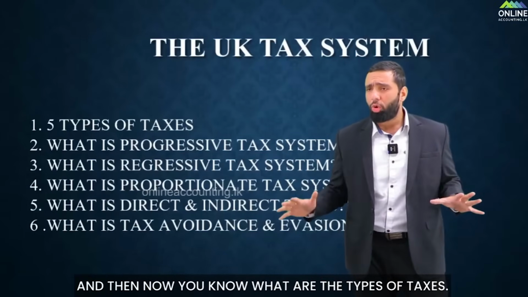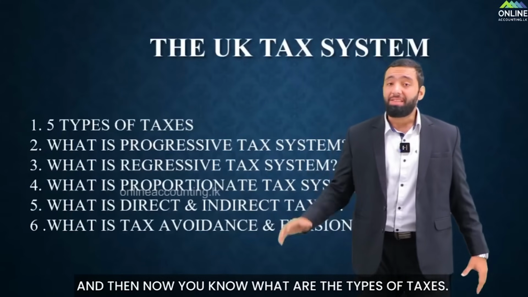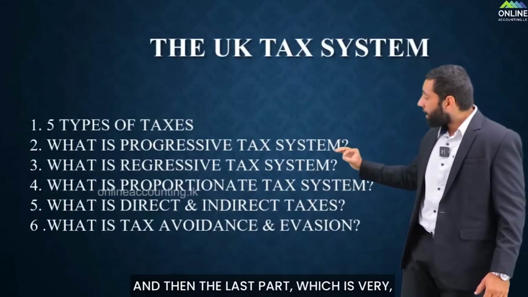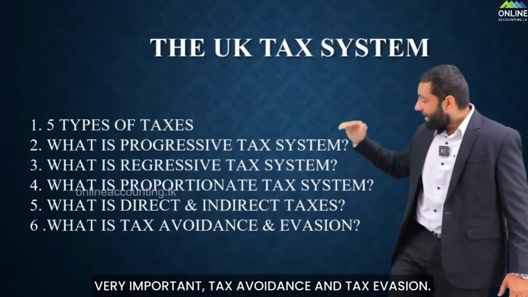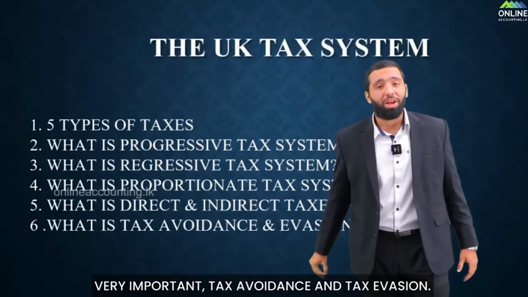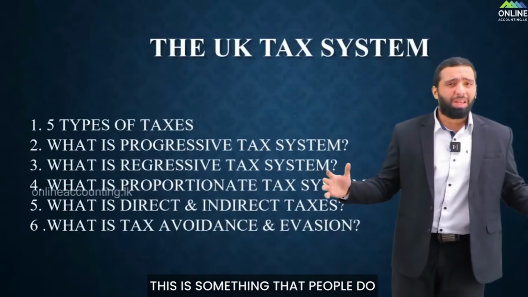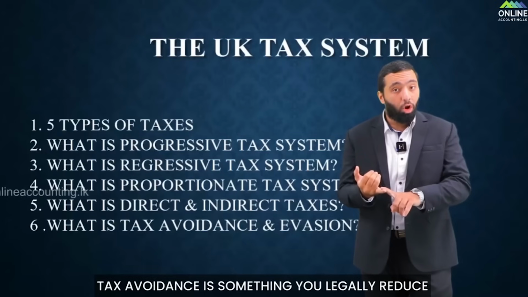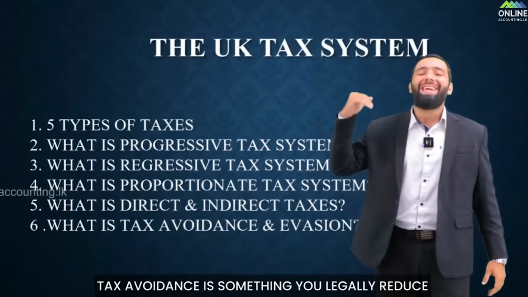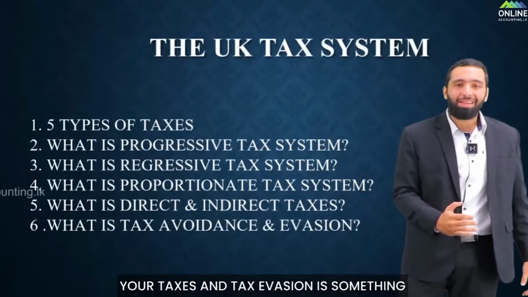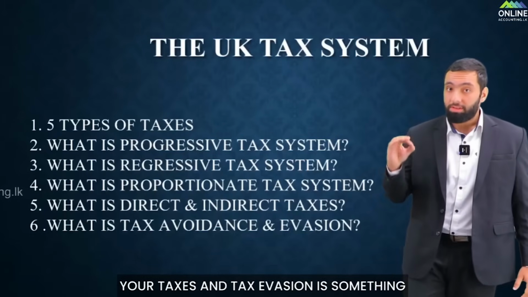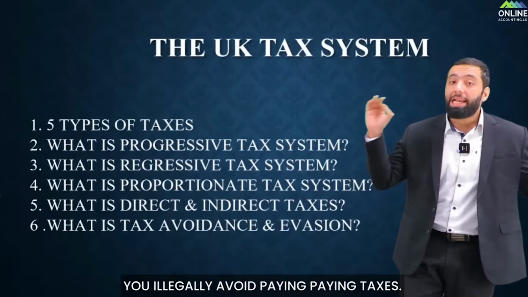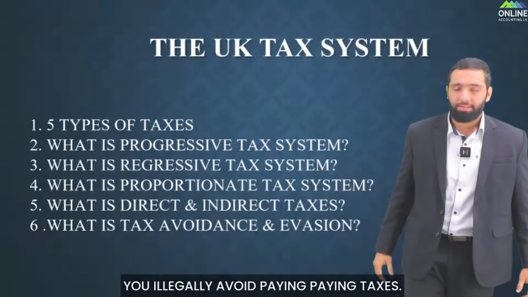Now you know the types of taxes. And then the last part, which is very important: tax avoidance and tax evasion. This is something that people do on a regular basis. Tax avoidance is where you legally reduce your taxes, and tax evasion is where you illegally avoid paying taxes.